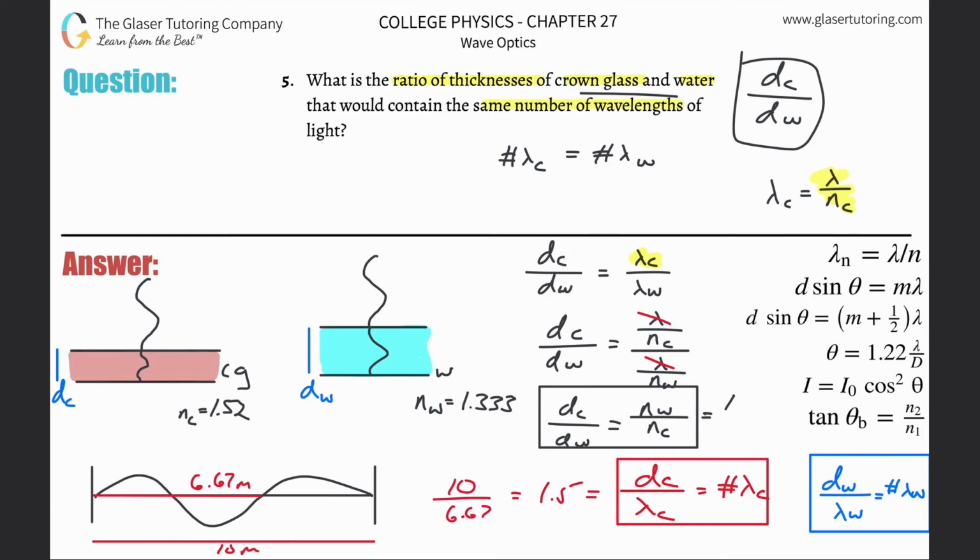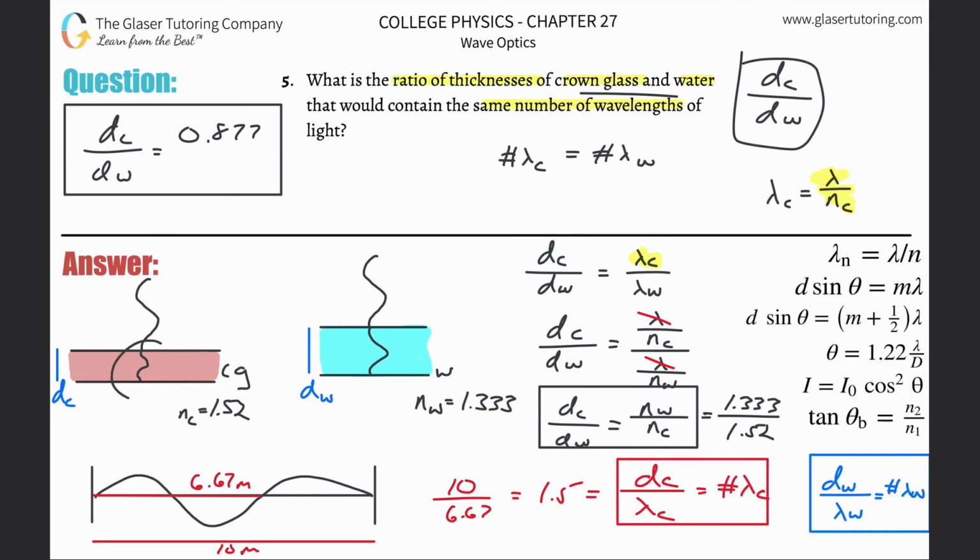So now we need the value in water, 1.333, divided by the crown glass, 1.52. Take out your calculator, 1.333 divided by 1.52, and voila, the ratio dc over dw is going to be equal to 0.877 or so, depending upon the values you use. Some tables might be a little different, but that's it. And hopefully that makes sense based on what we talked about, how the wavelength will compress more in crown glass than it does in water, so this should be smaller. But anyway, thank you so much. I appreciate it and hope this helps.